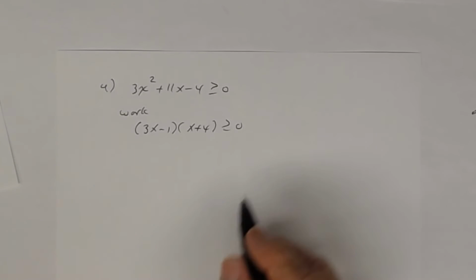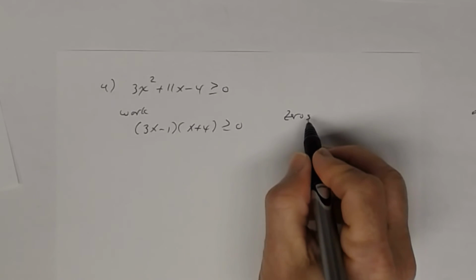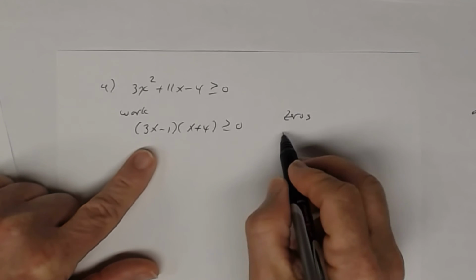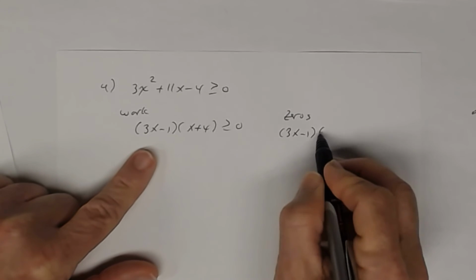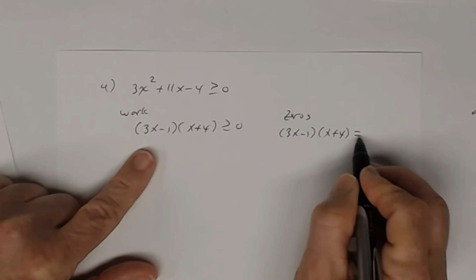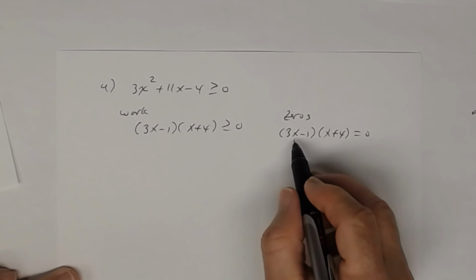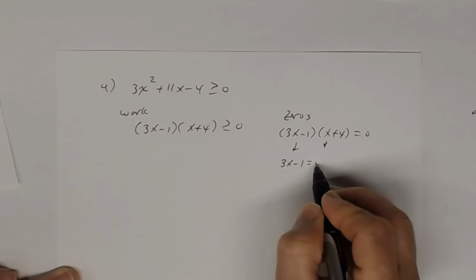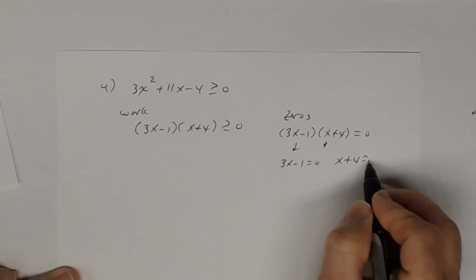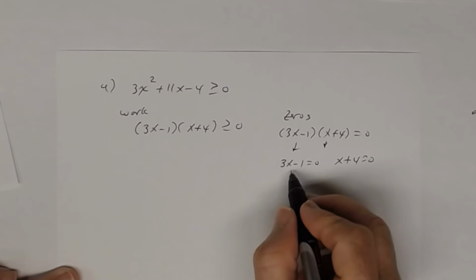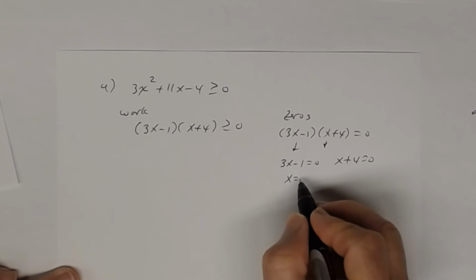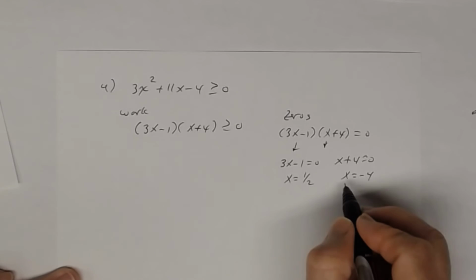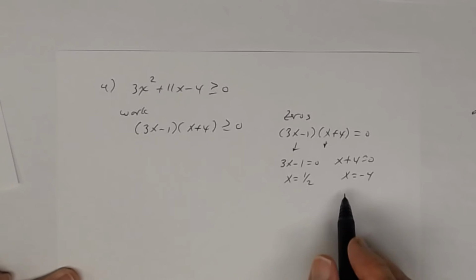Okay? And so now we've got to find the zeros. So we're going to set this equal to 0: (3x minus 1) times (x plus 4) is equal to 0. We're going to solve this equation by using the zero factor property. So 3x minus 1 equals 0, x plus 4 equals 0. For this linear equation, I'm going to get x equals 1/3. For this one, I'll get x equals negative 4. So those are your zeros.